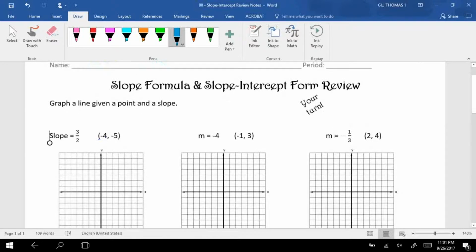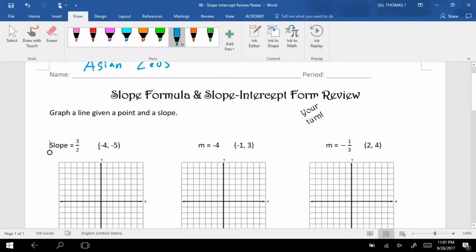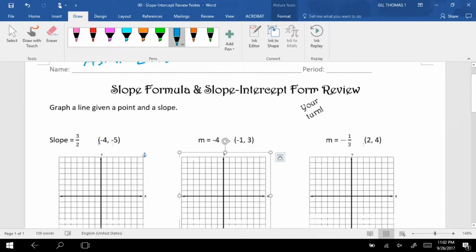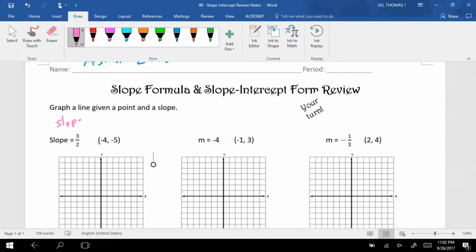This is a slope formula and slope intercept form review, because you should have learned this in algebra. So first we're gonna go over the slope. Remember what it is? The slope equals m. So in an equation we notate our slope as m, and that is a fraction. The top number of the fraction is gonna be the rise, how far up or how far down it goes, and the bottom number of the fraction, the denominator, is gonna be the run, or how far left or right it goes. Up is positive, down is negative, right is positive, left is negative.